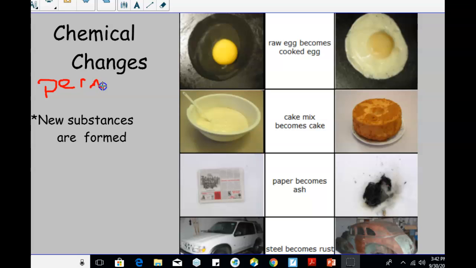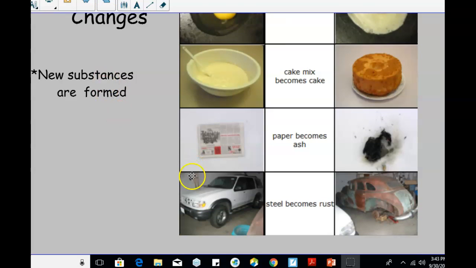Oh man, writing this is terrible. Permanent. Ugh. Writing with a mouse is not good. Either way, so can't go back. It's a permanent change, and that's a wrap. Okay. So once this car rusts all the way, we can't turn it back, we burn it.